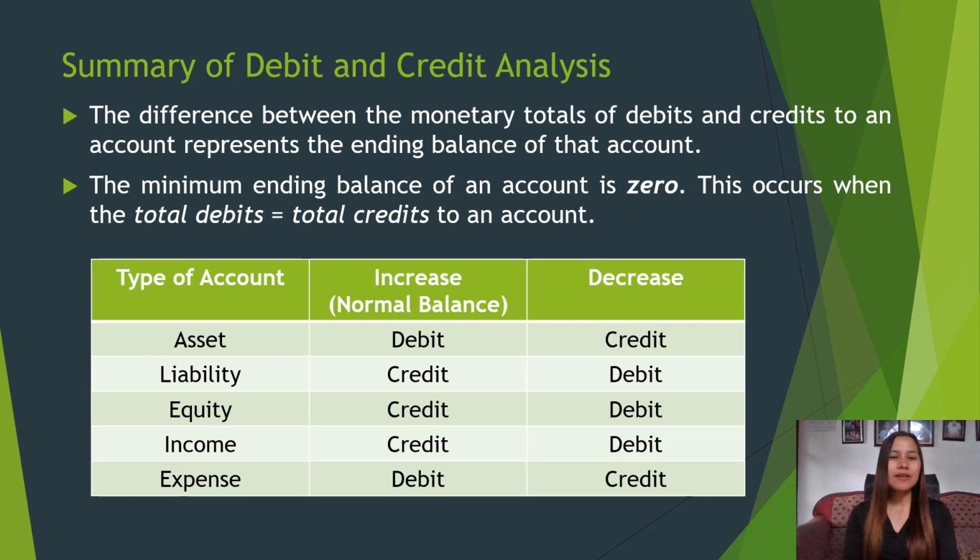So for liabilities, increases on its normal balance, credit, and decreases when debited. Equity increases on its normal balance, credit, and decreases when debited. Income increases on its normal balance, credit, and decreases when debited. Lastly, expense increases on its normal balance, debit, and decreases when credited. So, this sums up the rules on debit and credit.